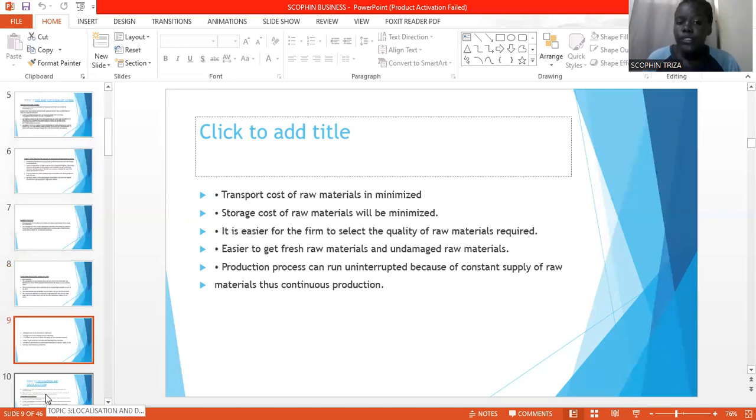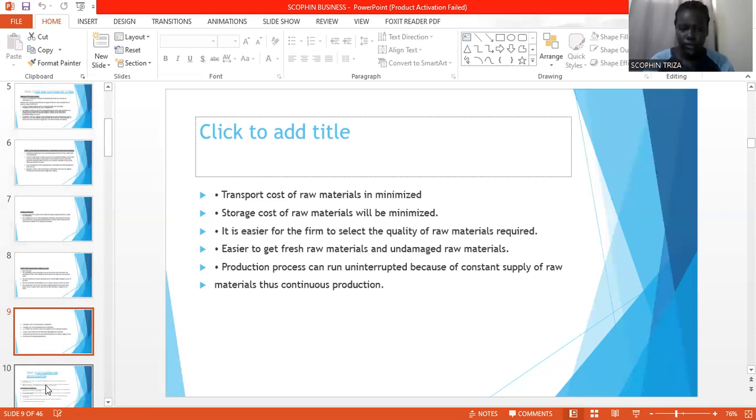Transportation cost of raw material is minimized. Storage cost of raw material will be minimized, that is if they are located near the farm. It is easier for the farm to select the quality of raw materials required. Easier to get fresh and undamaged raw materials. Production process can be uninterrupted because of the consistent supply of raw materials, thus consistent production.